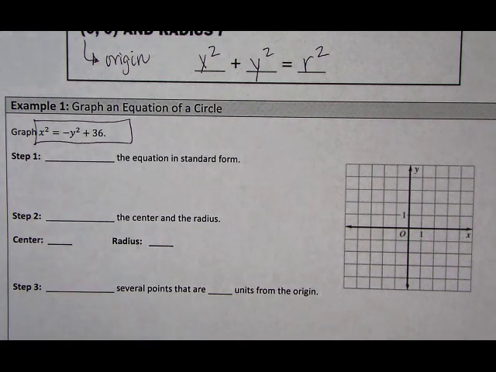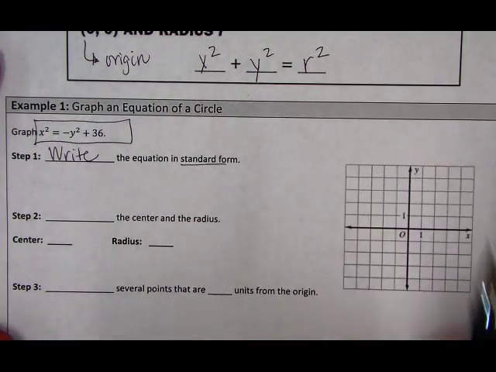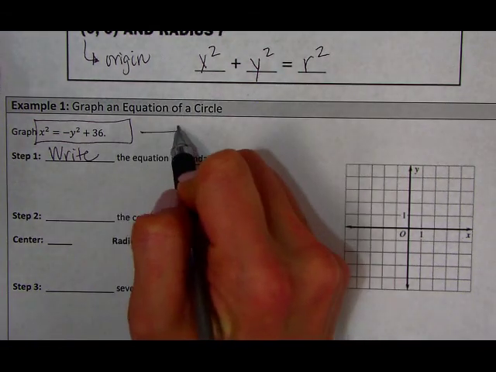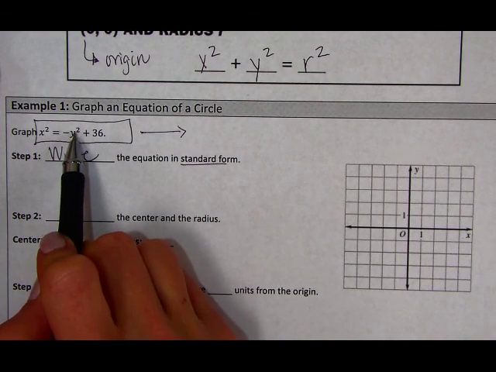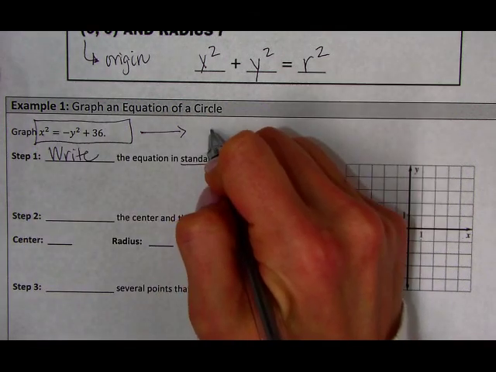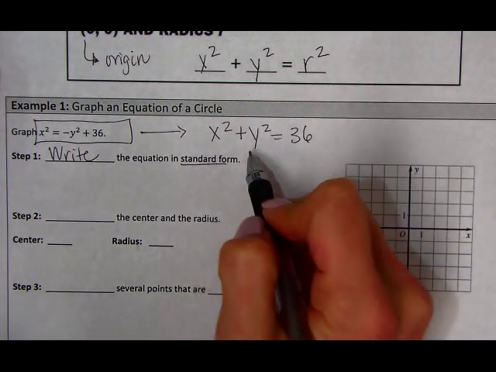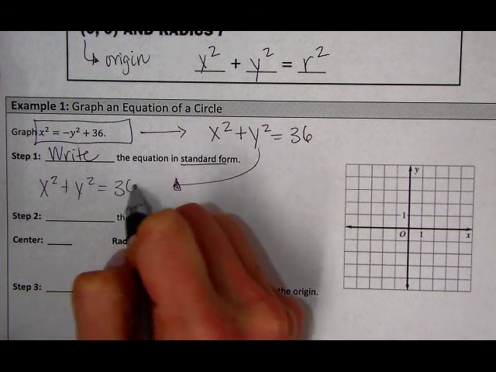So in this case, the first thing that we're going to do, step 1, is we want to write our equation in what we call standard form. And standard form, again, looking up above, is your standard equation of a circle with your center at the origin with a radius we're going to call r: x squared plus y squared equals r squared. What we're given in example 1 is not in standard form. To get it in standard form, we need to move your y squared to the same side as your x squared. So we're going to add y squared to the left. So we get x squared plus y squared equals 36. So that's your standard form: x squared plus y squared equals 36.